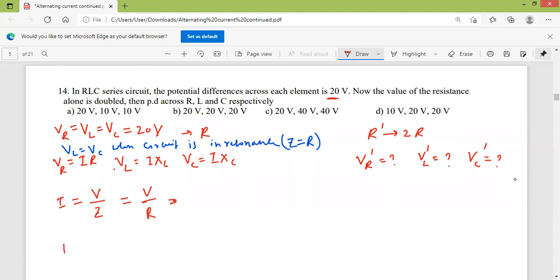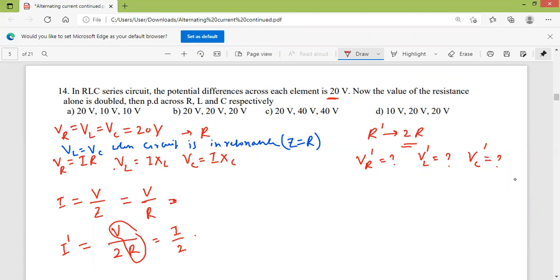Next take current I'. I' is equal to V divided by 2R, as the resistance becomes twice, 2R. But V by R is I. Therefore I' is equal to I by 2. So when the resistance becomes double, the current becomes half.